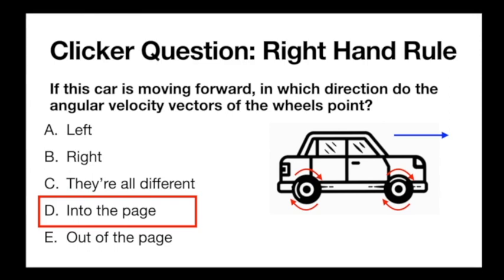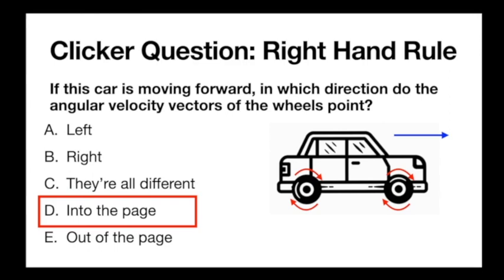Yeah. So the reason it's into the page is because when we were doing it like this, our thumb goes into the page. Exactly, yeah. The thumb points in the direction of the vector that you're trying to describe. I guess maybe I didn't say that clearly. The direction that we're assigning here means the direction of the vector.